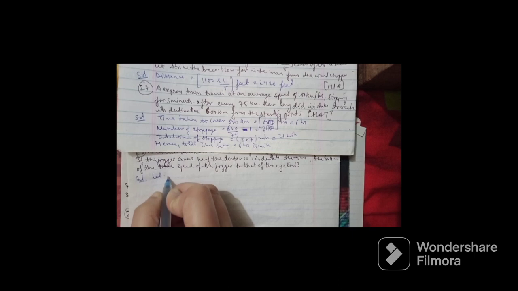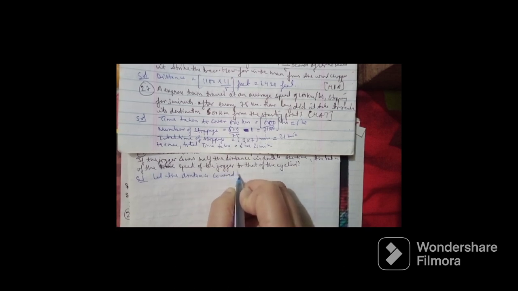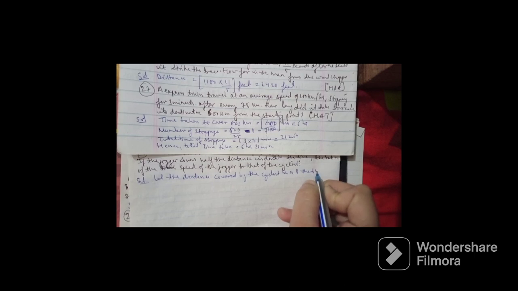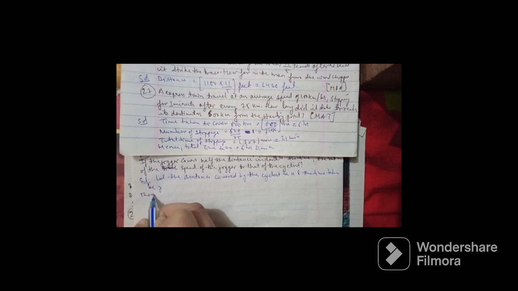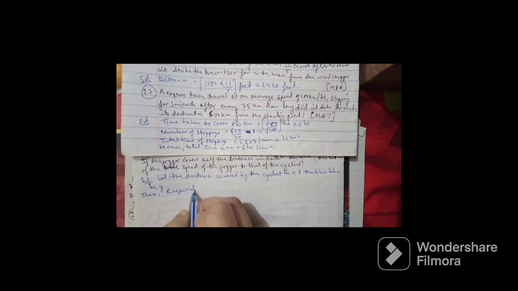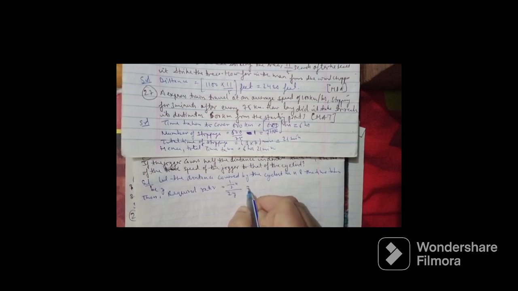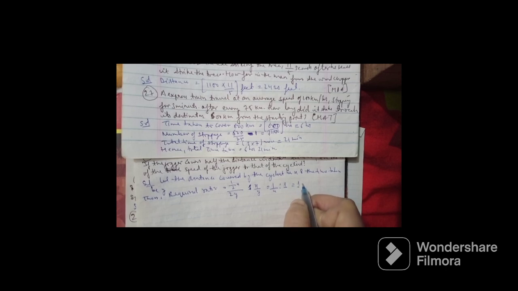Let the distance covered by the cyclist be x and the time taken be y, then required ratio equals (1/2)x upon 2y to x by y, which equals 1/4:1, equals 1:4.